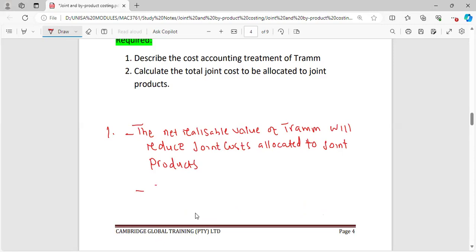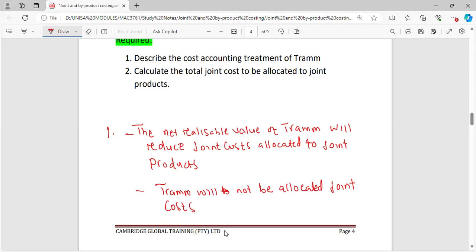Then we can also say that tram will not be allocated joint cost. What else can we say about tram? So I think that's all.